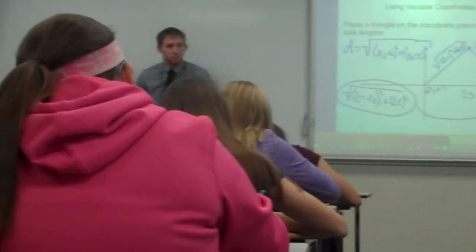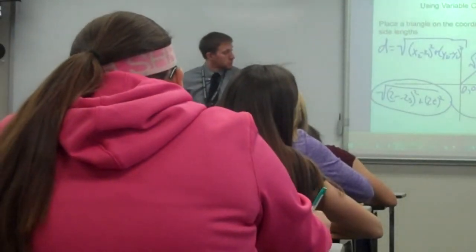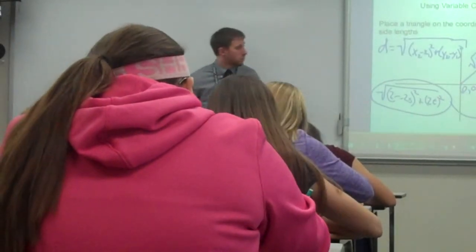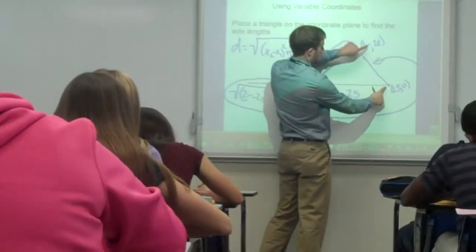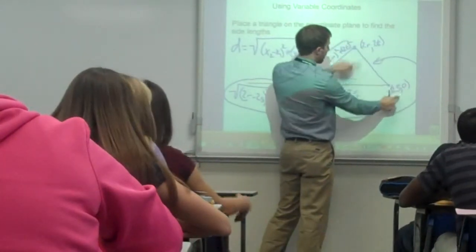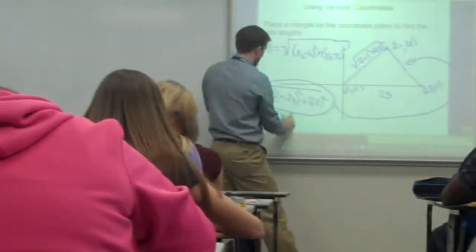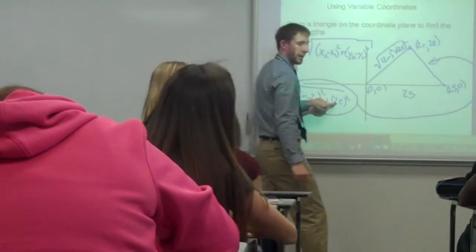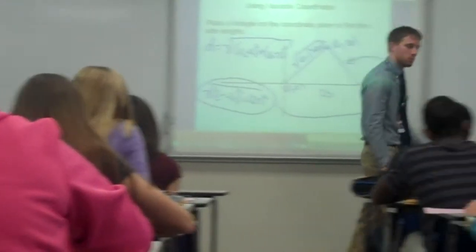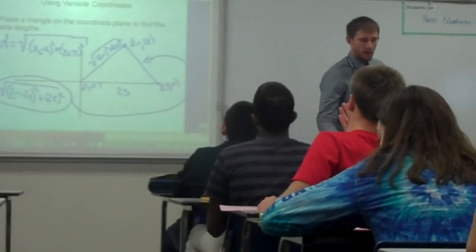Why do you use T as a 0? What's that? Why do you use T? Because we're looking at this side length. We did X2, Y2, and X1, Y1. X2 minus X1 is 2R minus 2S. Yeah, that makes sense. Y2 minus Y1 is 2T minus 0. I just left it. That kind of makes sense?